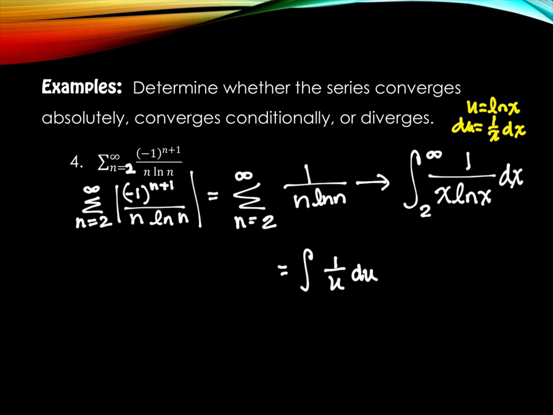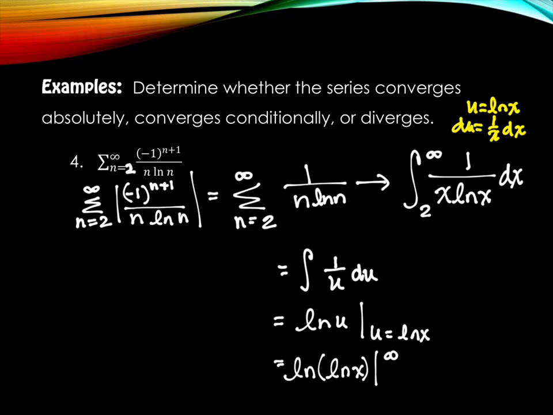What's the antiderivative of 1 over u? Yeah, it's natural log of u. But what was u? Natural log of x. So there's a natural log of a natural log of x. Yeah, evaluated. This is how we're thinking about it, right? We're evaluating at infinity and 2, but you can't evaluate infinity. That's not a number. So do you remember what we did?